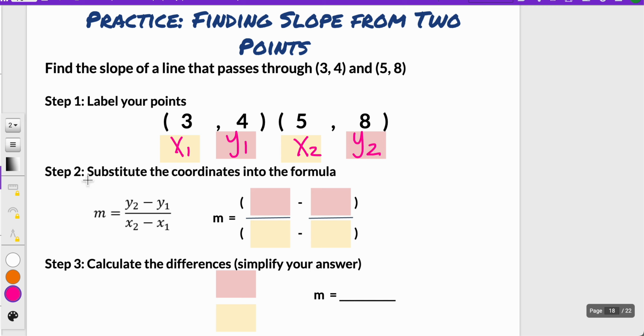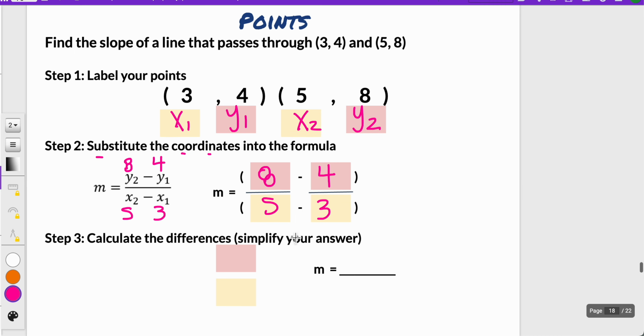Okay? Then it says substitute the coordinates into the formula. So my formula says m is equal to, that slope, y2 minus y1. Well, y2 is the number 8 and y1 is the number 4. So I'm going to do 8 minus 4 on the top, and then x2 minus x1 would be on the bottom. That's going to be 5, take away 3.